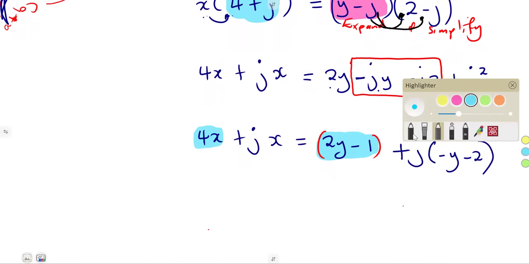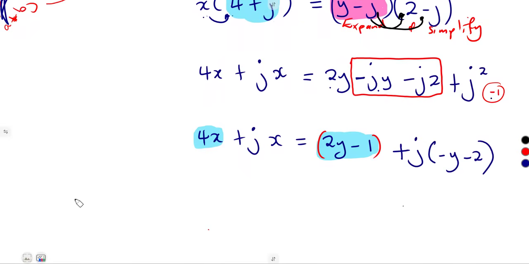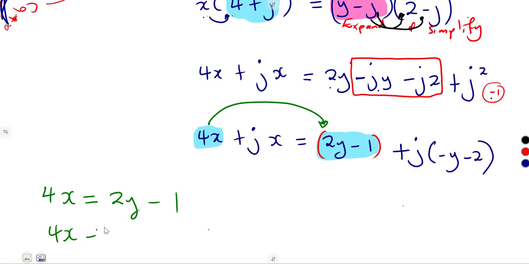Those are real terms. They are the same. So we can form an equation to say 4x must be exactly equal to 2y minus 1. It is an equation that we have formed. Yes, you can choose to rewrite it: you take the 2y to the other side, 4x minus 2y is equal to minus 1.